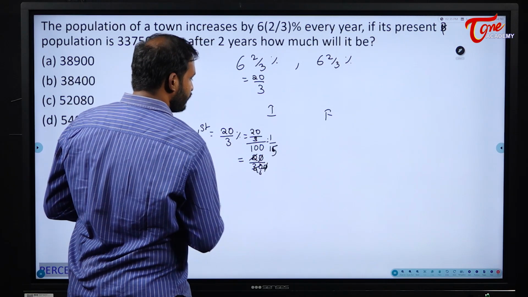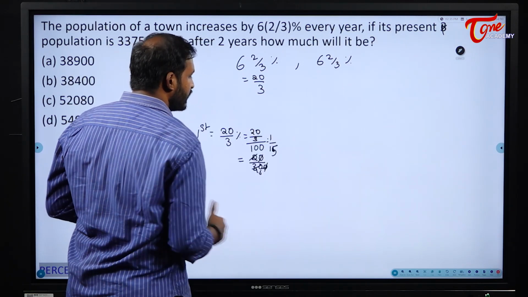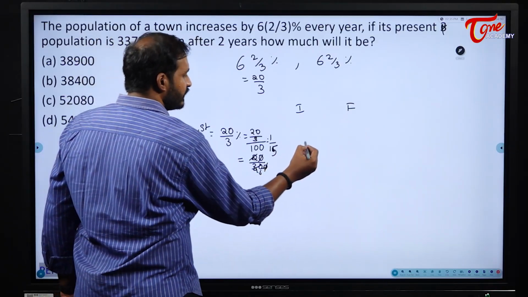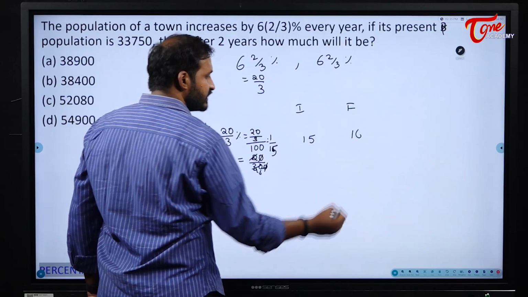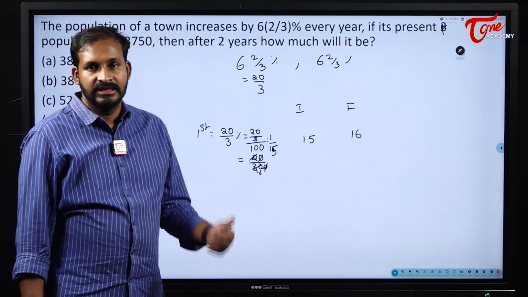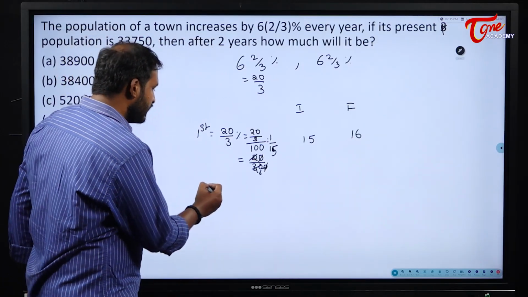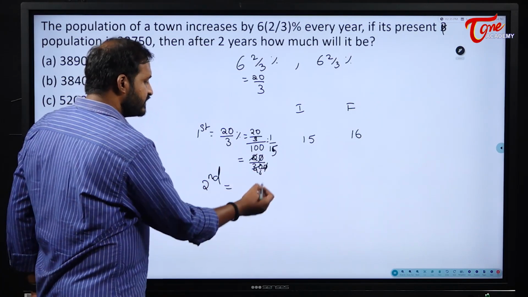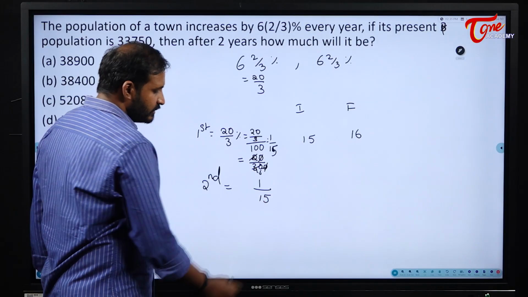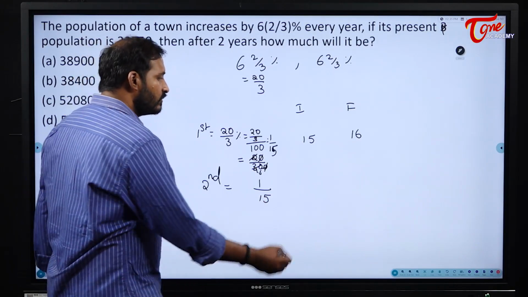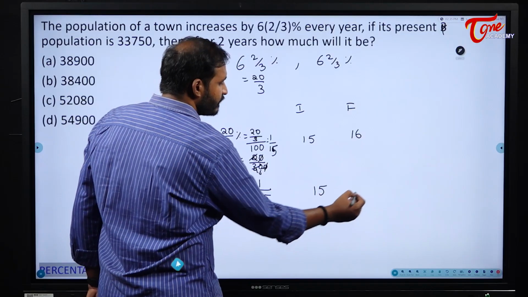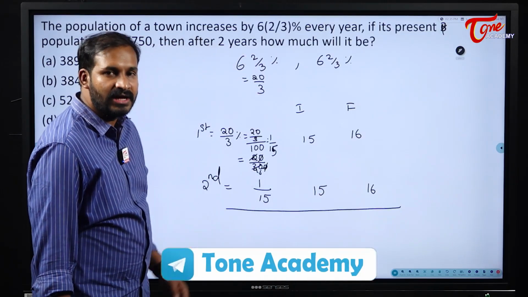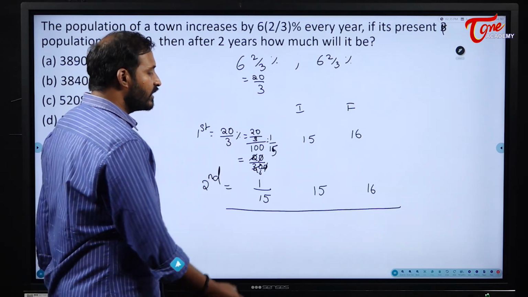The fraction for the percentage 20 by 3 is 1 by 15. So, the initial value becomes 15 here and the final value becomes 16, the reason being it is increased. Similarly, the second time it also got increased by the same percentage, which in turn becomes 1 by 15. Once again it got increased. So, 15 and 16. As I have already told you, if the value increases by the same amount multiple times, what are we going to do?